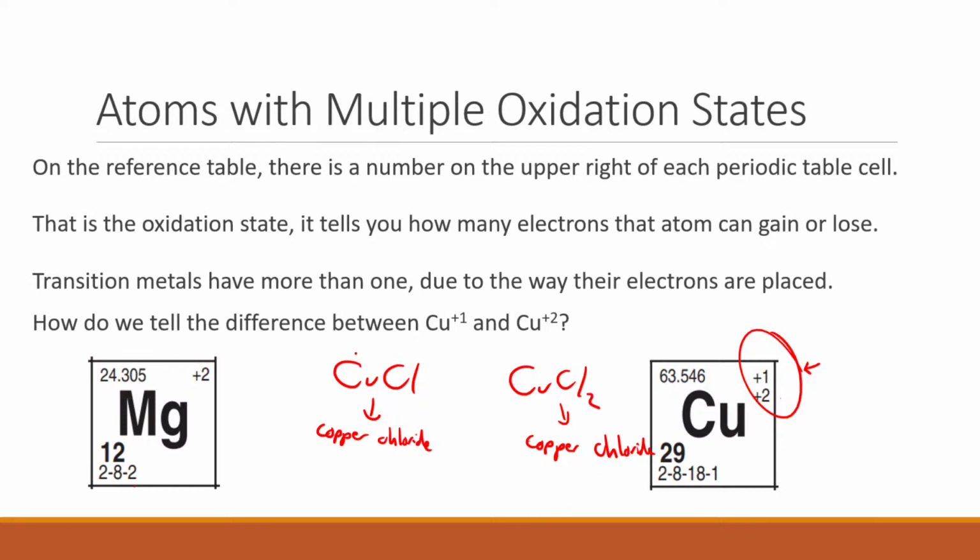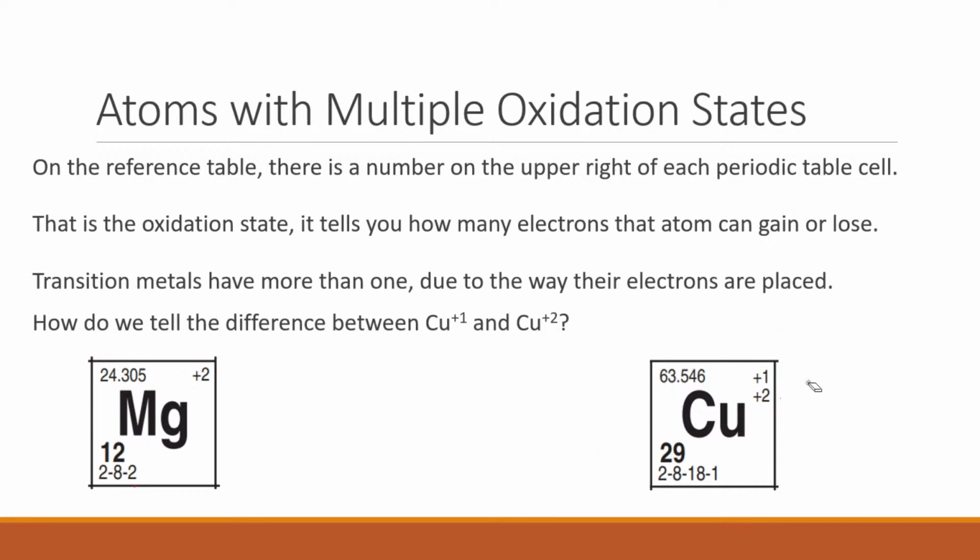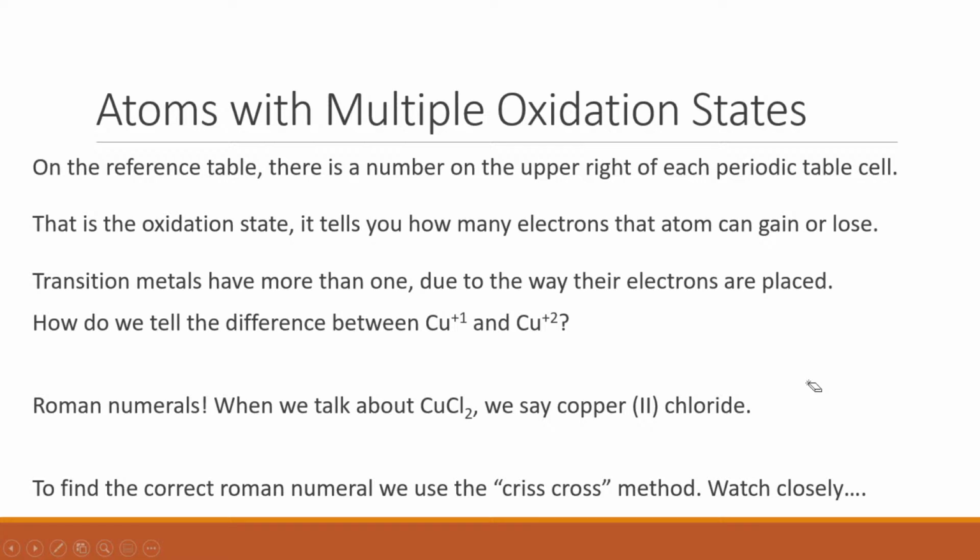And so, what we end up doing, in order to tell the difference between these 2 things, is we use Roman numerals. When we talk about copper +2, we say copper 2 chloride. These Roman numerals are going to represent the positive charge of our ions.